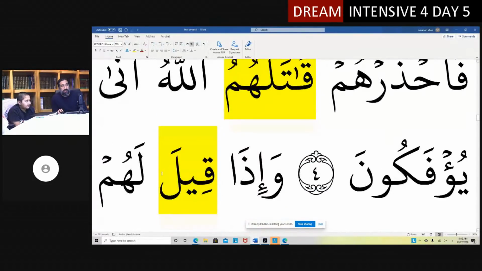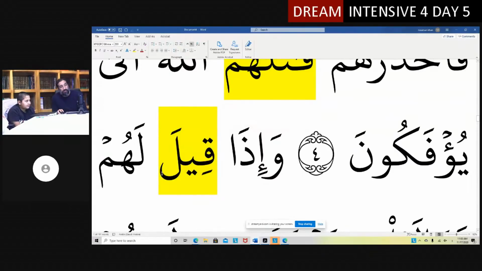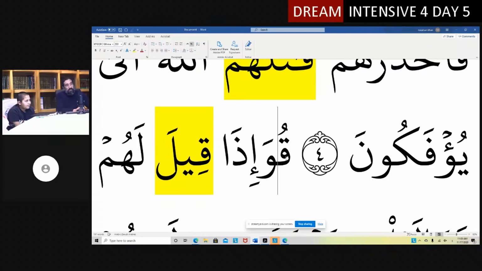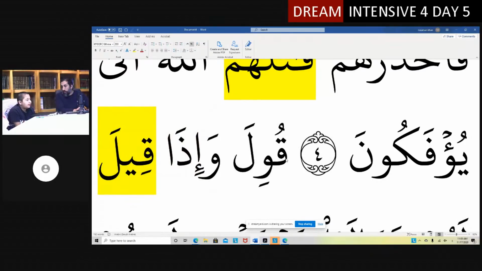Qatala. Qila. This one's actually pretty cool. It's actually passive, and this is a crazy passive. The crazy passives, we call them advanced passive, but I call them crazy passives. It was going to be Quwila, and the Arab said, that's just lame.